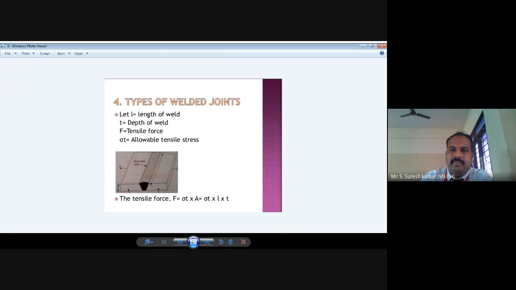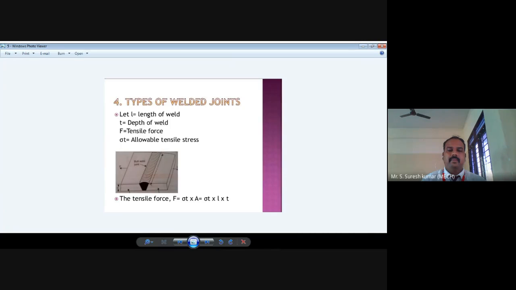Consider a V butt joint subjected to a tensile load P. In the case of a butt joint, the length of the leg or size of the weld is equal to the throat thickness h, which is equal to the thickness of the plate. For design purposes, the length of the weld is taken equal to the width of the plate. While calculating weld strength, the reinforcement of the weld is not taken into consideration.